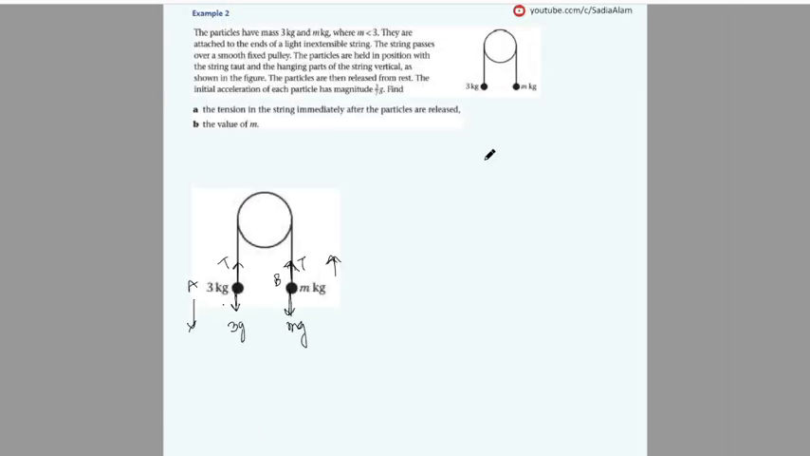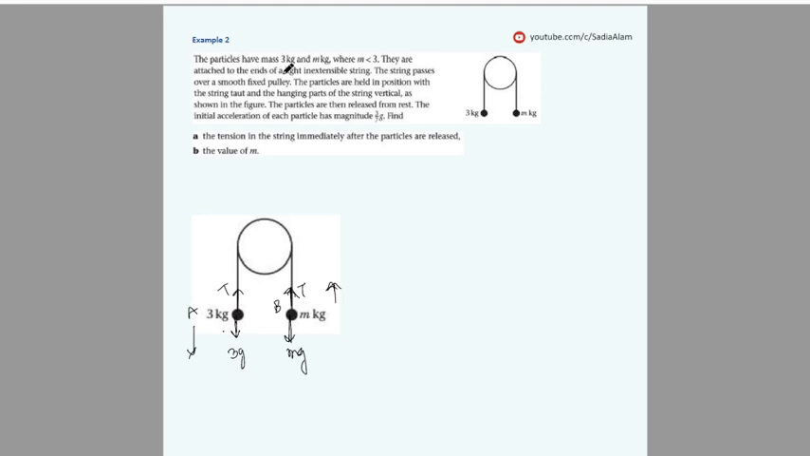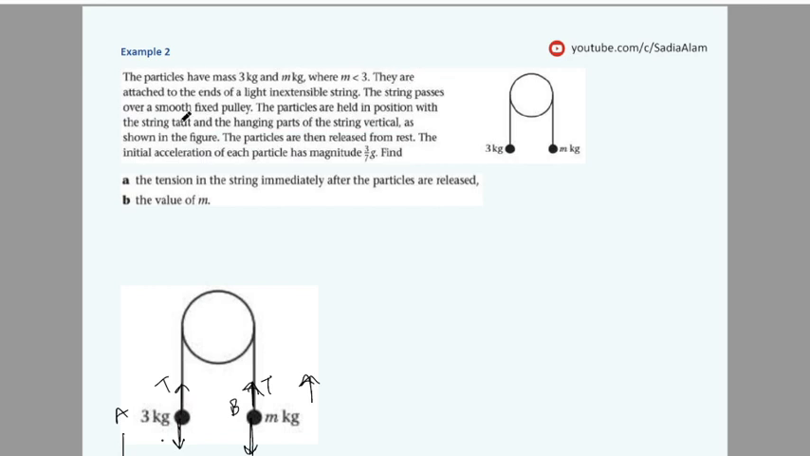So that's all about the forces here, and they're attached to a light inextensible string. The string passes over a fixed smooth pulley. The particles are held in position with the string taut, and the hanging parts of the string are vertical. We are assuming that it's vertical. The particles are released from rest, so initial velocity is 0. The initial acceleration of each particle has a magnitude of 3/7 g. So it means we already know the value for acceleration, so we know the value for a. So find the tension, find the value of m. So we need to find T and m.